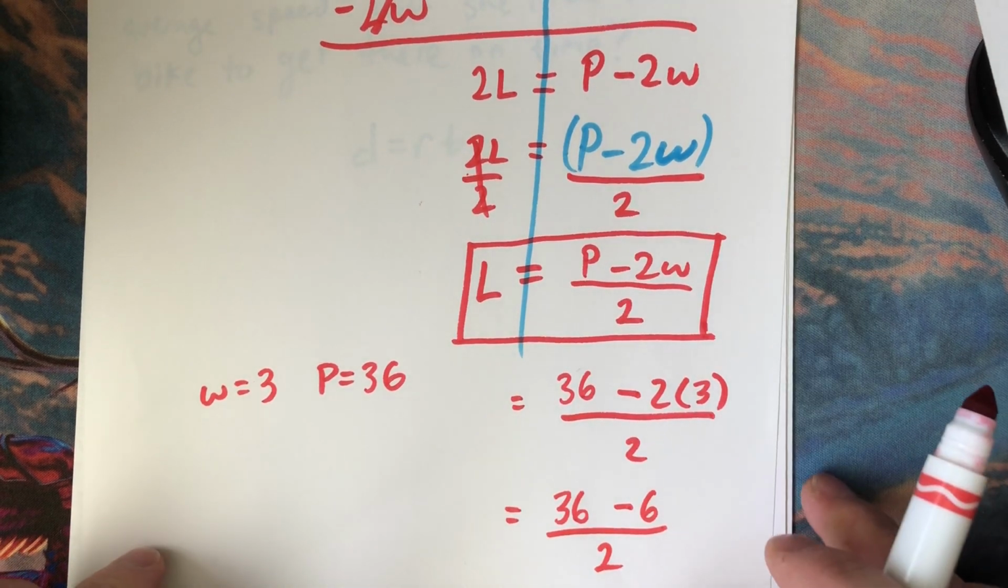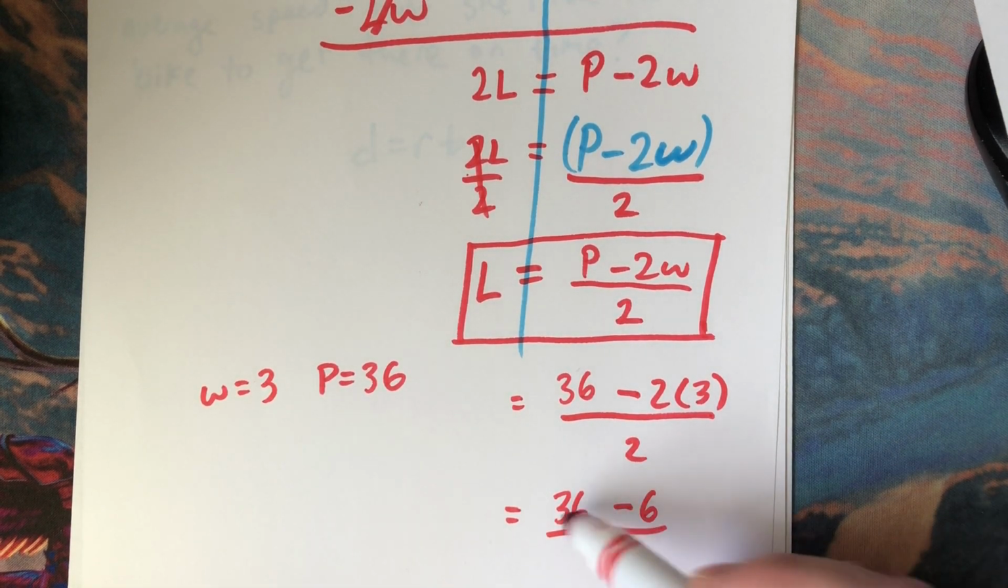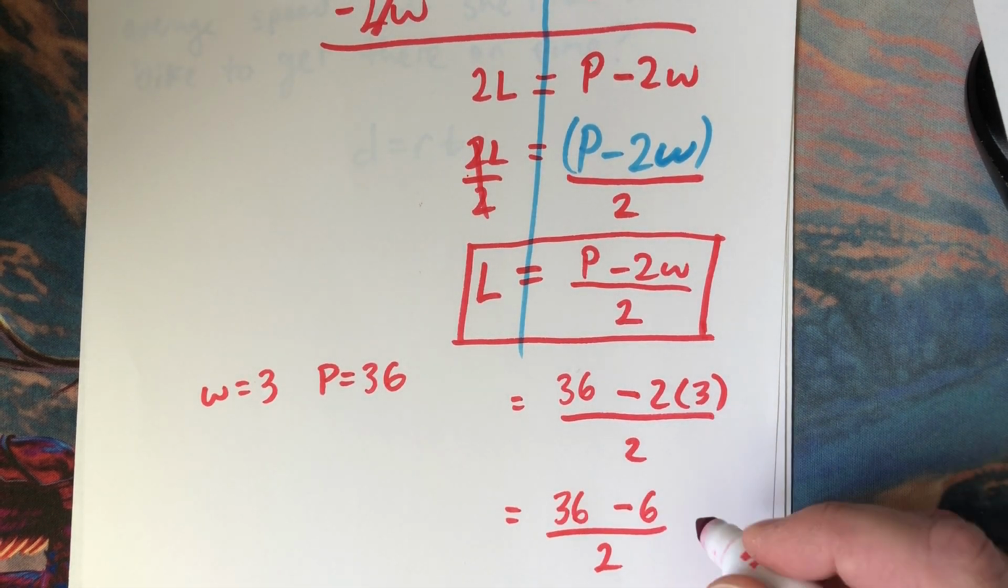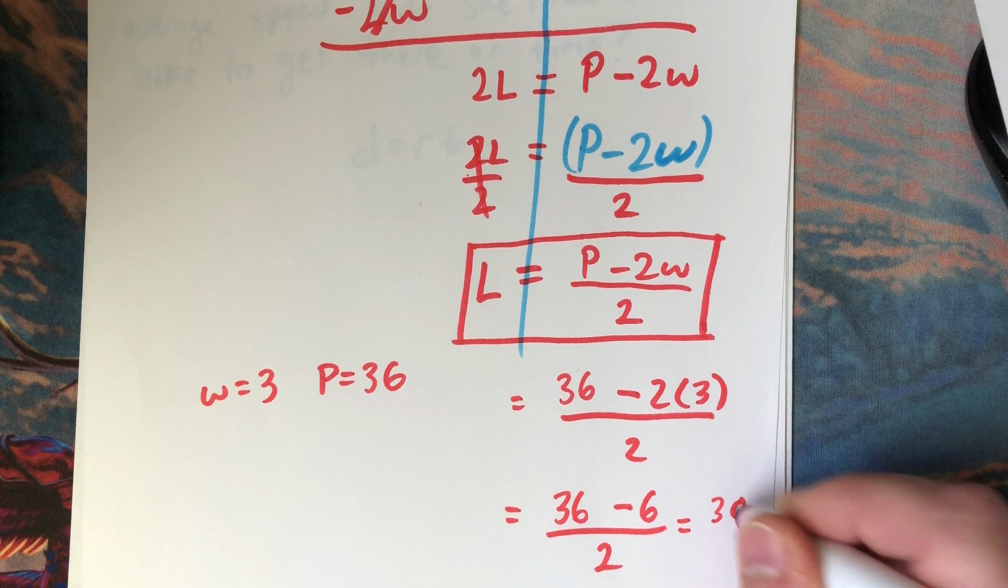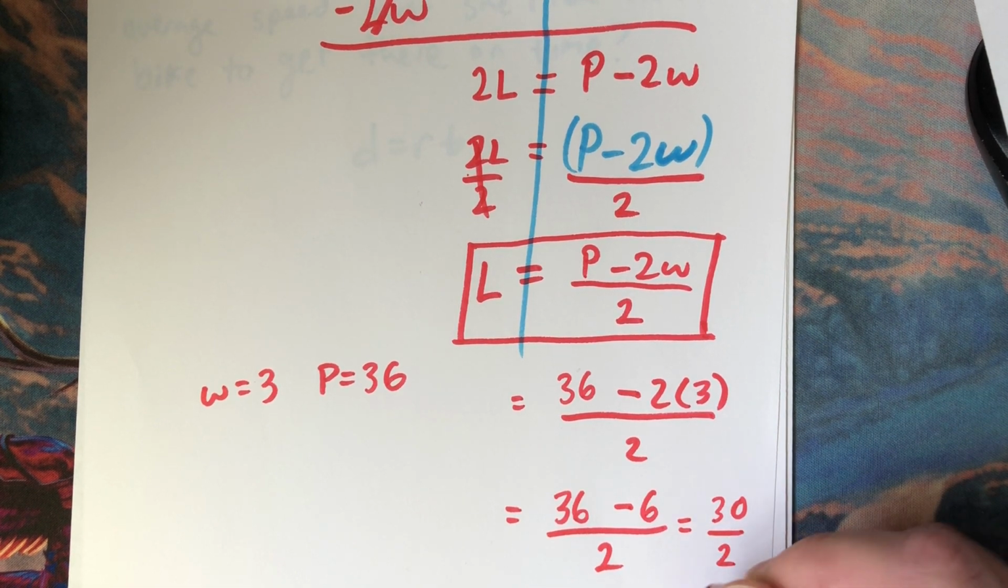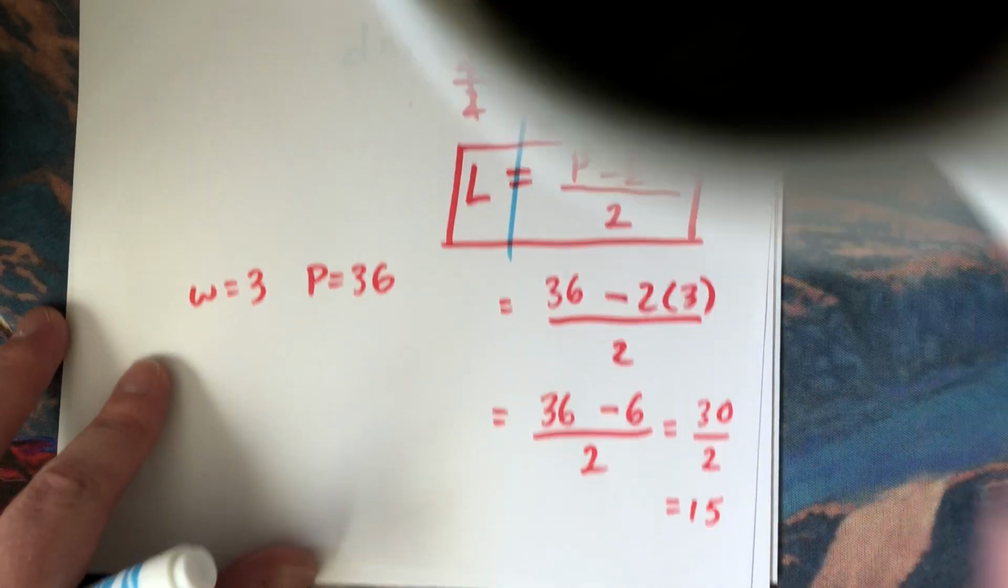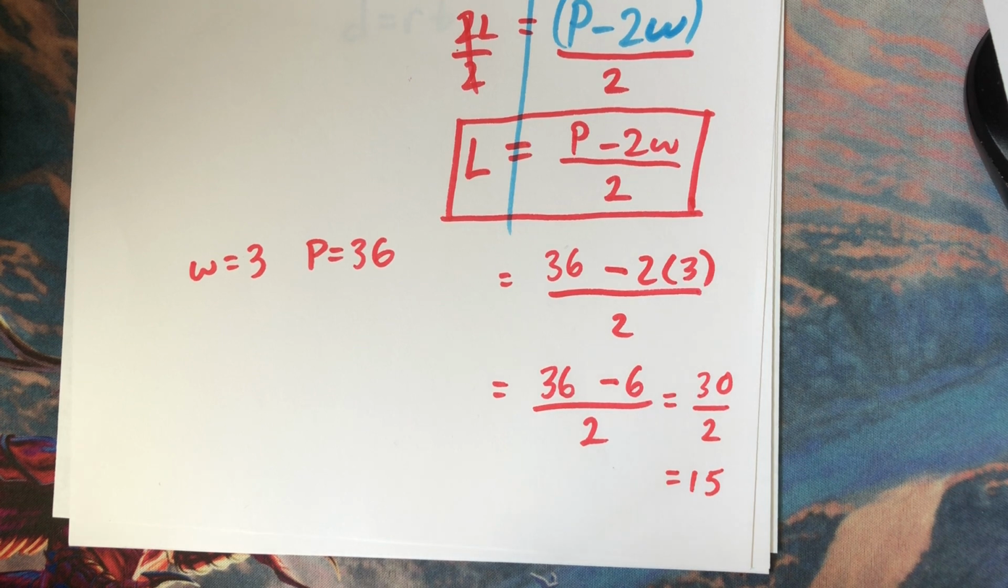If I'm following the order of operations, I clean up the top and the bottom separately. So 36 minus 6 is 30. The bottom is 2. 30 divided by 2 is 15. So we got the exact same answer as we did before.